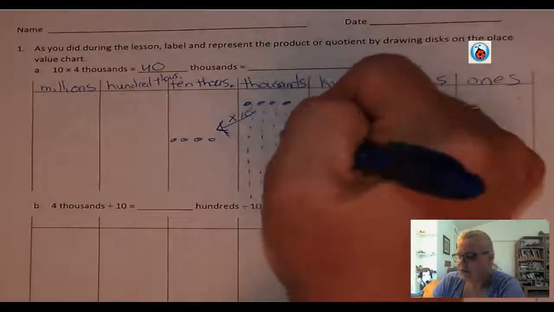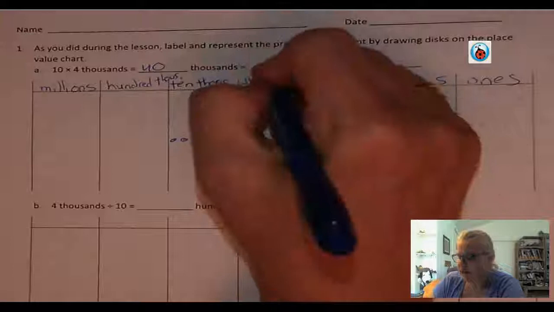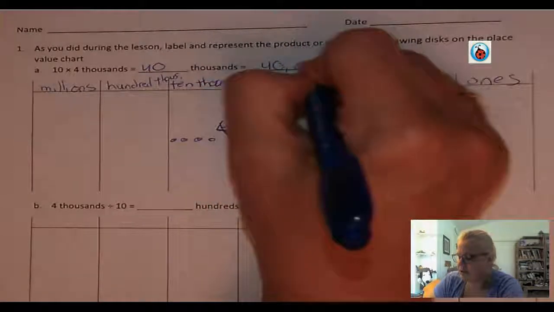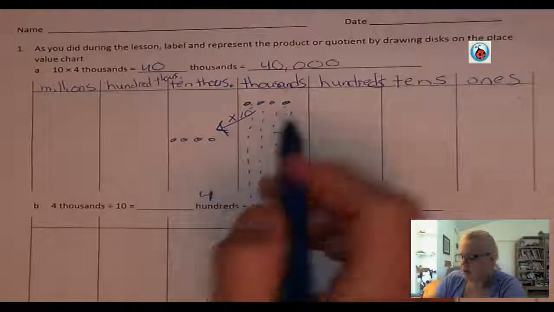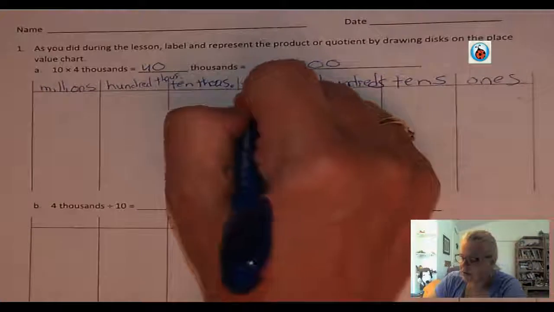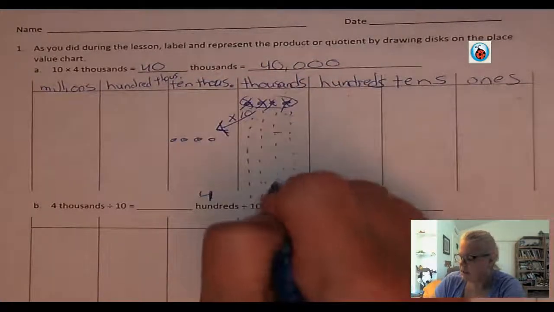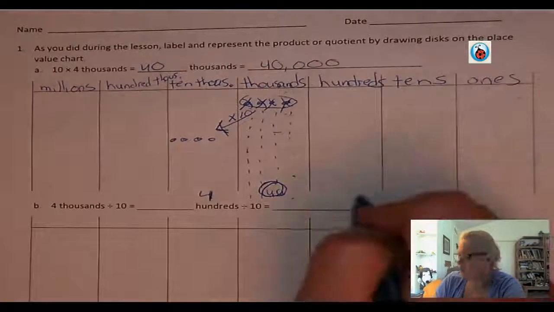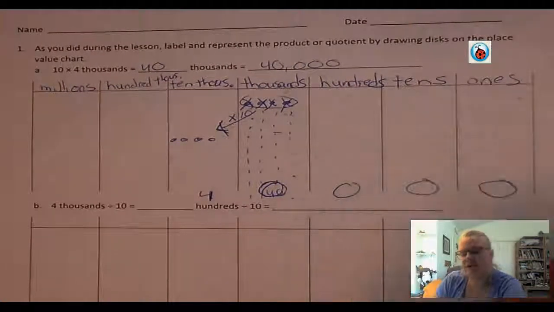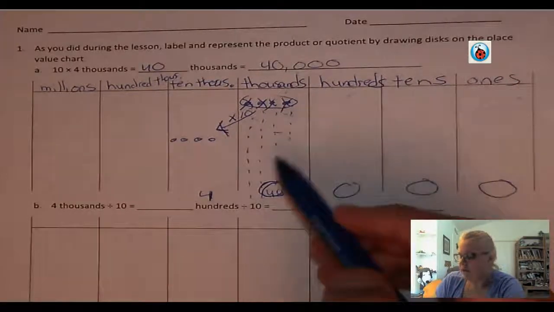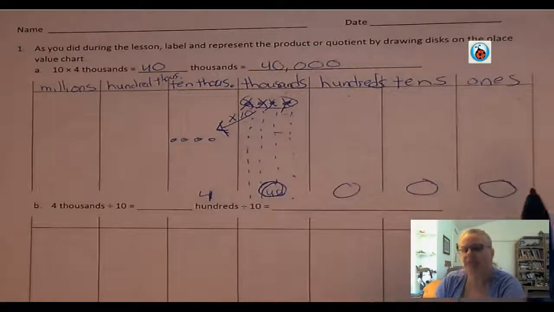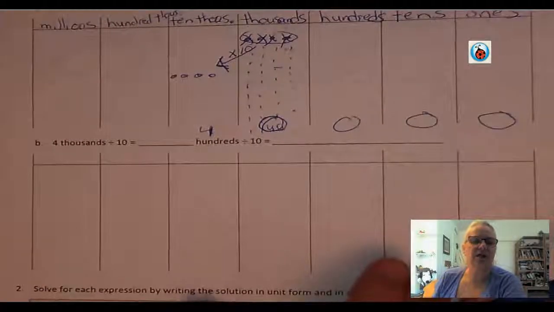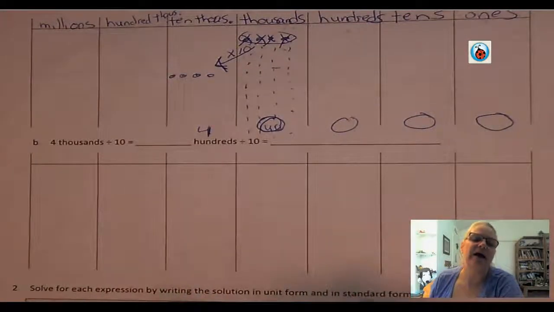Okay, 40 thousands is written like 40,000. So we moved our 4 over here, which moved these over. So now they're no longer here. So we now have 0 here, and 0 here, and 0 here, and 0 in this place value. So if we write 40,000, we write 4 with 4 zeros because there's nothing after it. Okay. So let's go ahead and do 4 divided by 10.